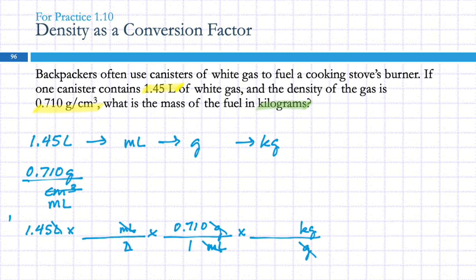Milliliters and liters. Well, that's just a metric prefix deal. So milli is on the top, and milli means 10 to the minus 3. So I don't put milli and 10 to the minus 3 together.